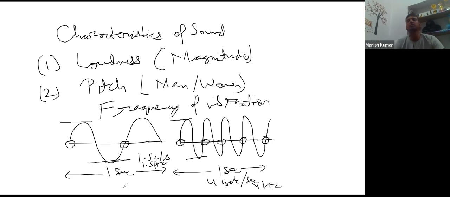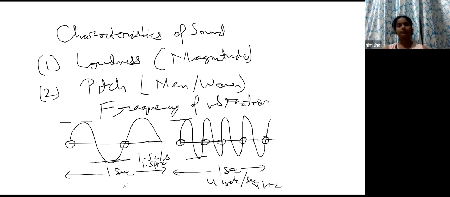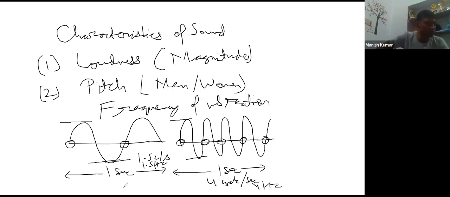So this is the difference by which you can differentiate the sound between men and women. You can identify that this is the sound of a man, this is the sound of a woman, isn't it? So this is called pitch. You can write about it. Then the third characteristic is quality of the sound, isn't it?